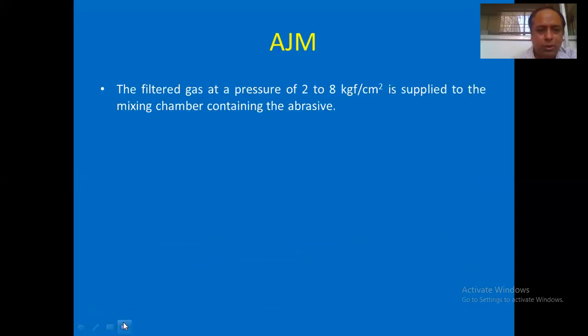So some more things are there. So important point, the filtered gas at a pressure of 2 to 8 kg per centimeter square is supplied to the mixing chamber containing abrasive. This is the pressure. जो हम बोलते हैं प्रेशराइज गैस होती है तो उसका ये प्रेशर होता है 2 to 8 kg पर सेंटीमीटर स्क्वायर, किलोग्राम पर सेंटीमीटर स्क्वायर. अभी अलग अलग यूनिट्स यूज किए जाते हैं.